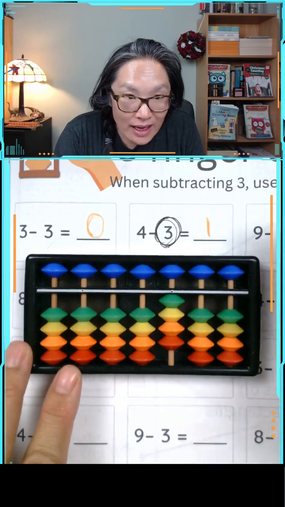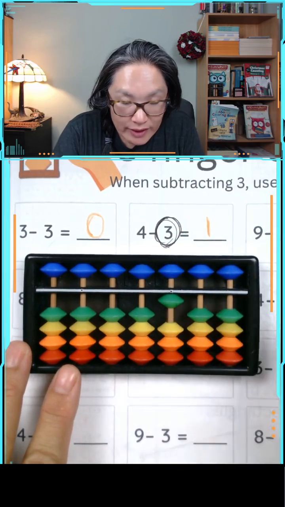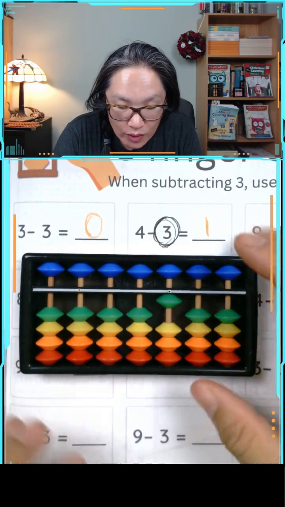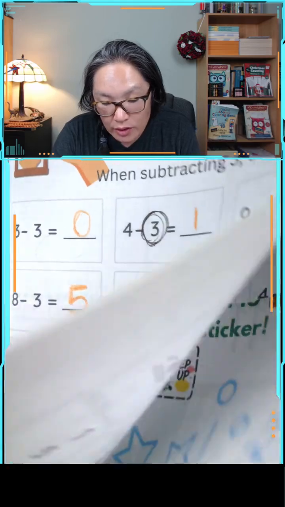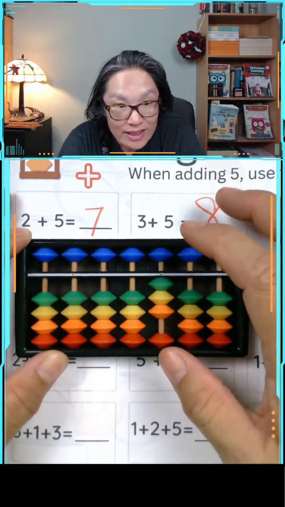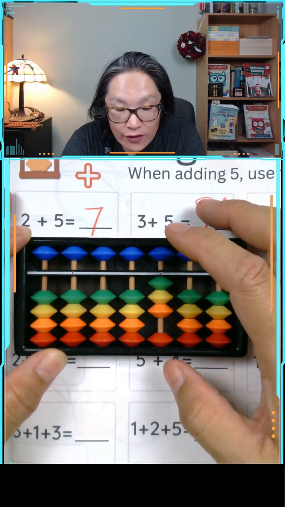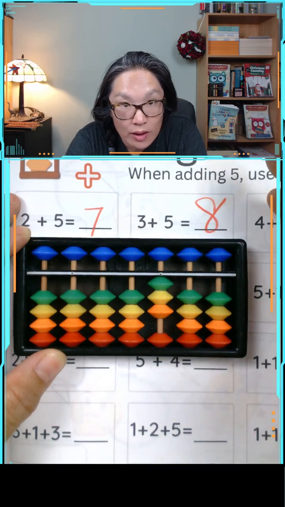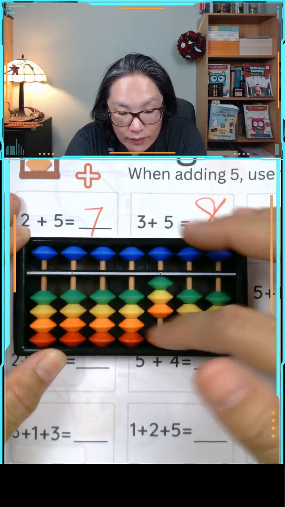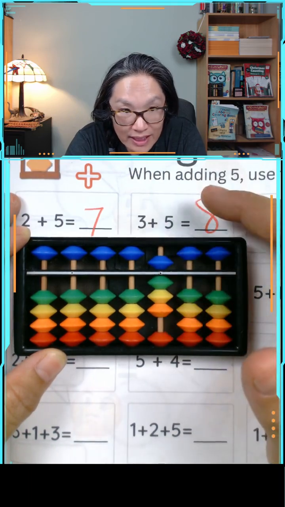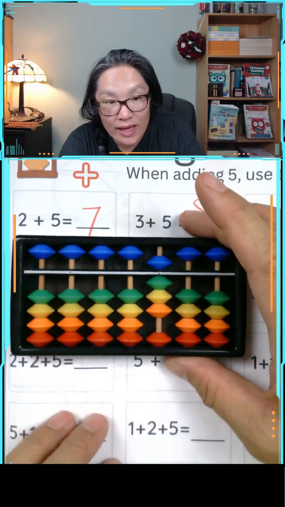So we have 4 on the abacus. We want to take away 3. 1, 2, 3. Right? Again, we go to the horizontal bar to add. We go away from the horizontal bar. And then we're going to go to adding of the 5. We have 3 on the abacus. We want to add the 5. Adding of the 5 goes to the horizontal bar. When we subtract, we go away from the horizontal bar. And so when we're looking, our final answer is 8. 5 plus 3 is 8. We go to the horizontal bar. That is what we're doing.